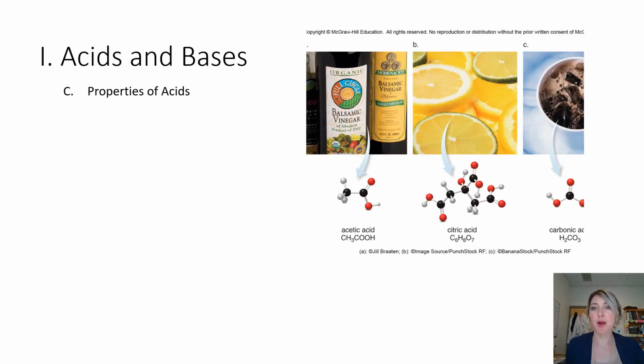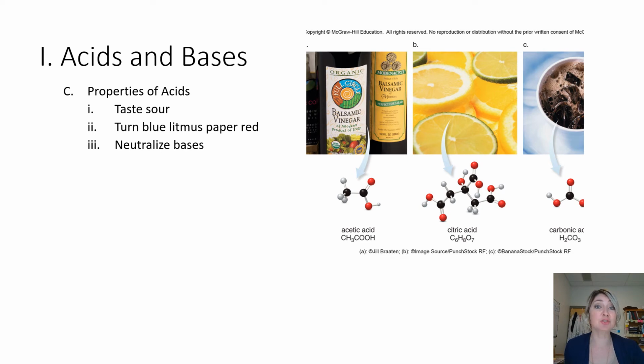All right, let's go over the properties of acids first. They're going to have a sour taste. I don't recommend tasting every acid you come in contact with, but if you think about what's in your kitchen, citrus is going to be acidic. Citric acid is sour. Balsamic vinegar is acetic acid, also an acid, as well as carbonic acid, which is found in sodas. If you were to do a litmus test, an acid will turn blue litmus paper red. It does neutralize bases.